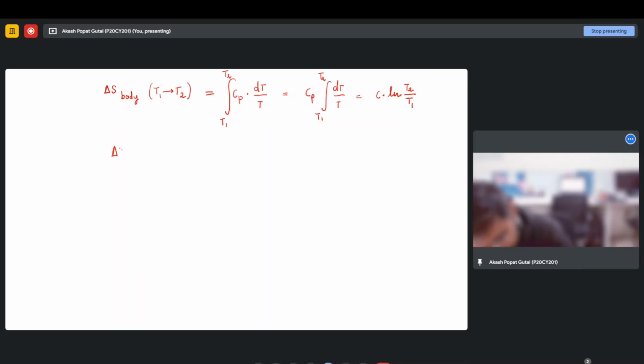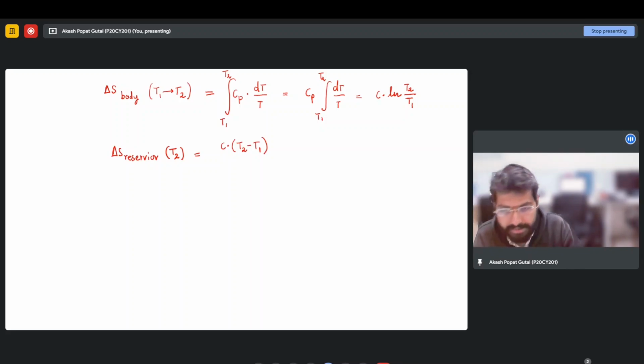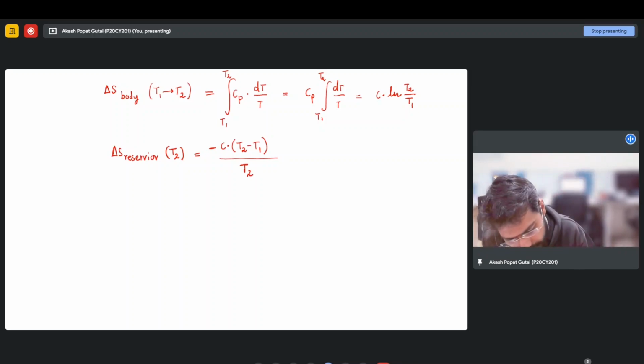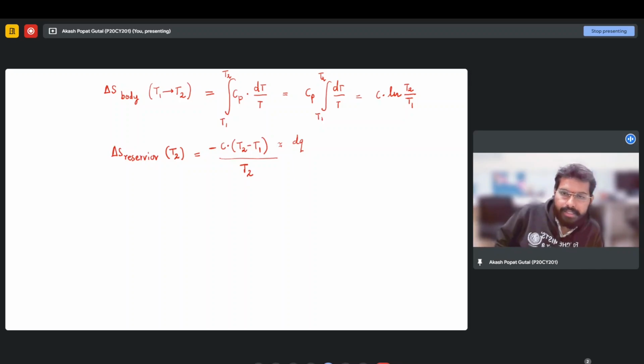For the reservoir, which maintains its temperature T2, the heat taken from the reservoir is C into T2 minus T1. As it is taken from the reservoir, we put a negative sign and divide by T2, since the reservoir maintains its temperature constant at T2. The entropy change will be minus C into T2 minus T1 over T2, which is nothing but dq by T, and dq by T is the definition of delta S, that is the entropy.